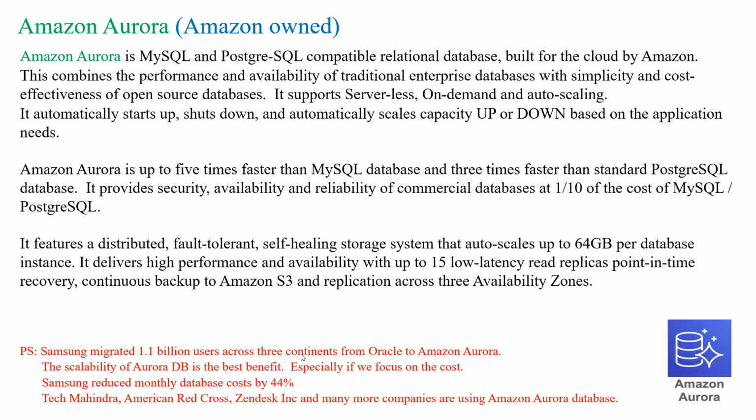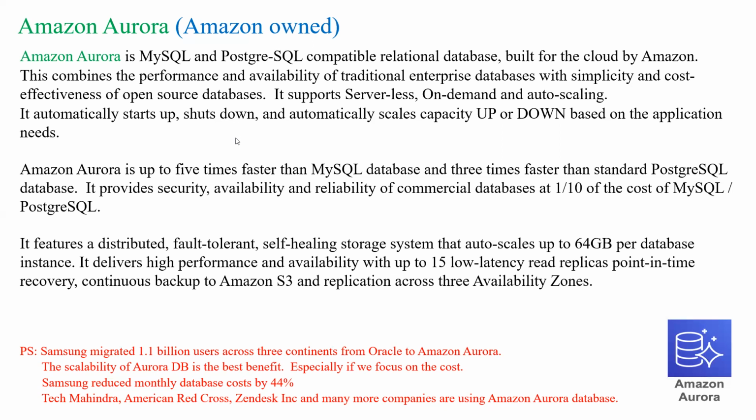How competitive is Amazon Aurora? You can see Samsung migrated very recently 1.1 billion users' data across 3 continents from Oracle database to Amazon Aurora database. That means Oracle lost such a huge business to Amazon Aurora. The scalability of Aurora database is the best benefit, especially if we focus on the cost. Samsung reduced their monthly database cost by 44%. Tech Mahindra, American Red Cross, and Zendesk Incorporated are some of the companies who use Amazon Aurora database. So this is one competitive product from Amazon.